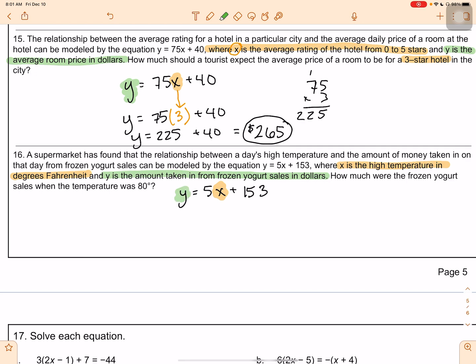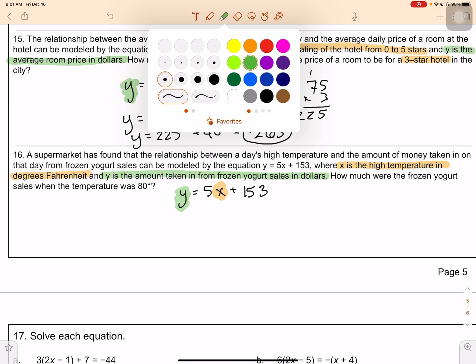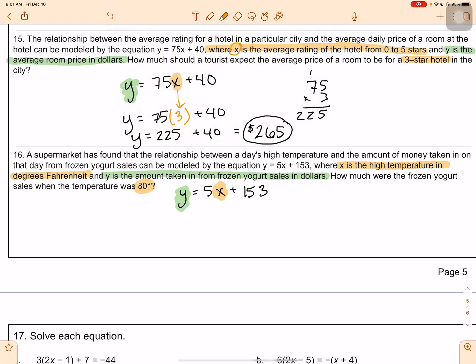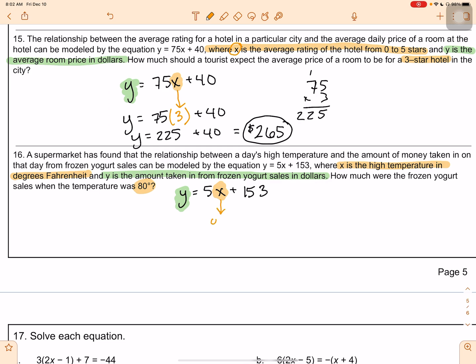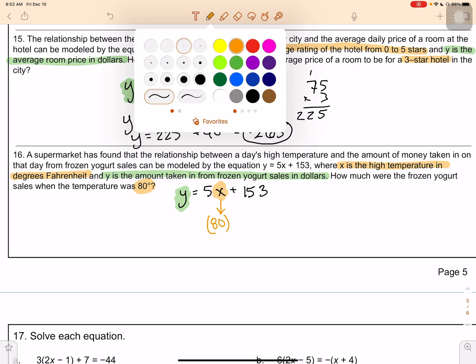You would think that whenever it gets hotter, more people would buy frozen yogurt because they're hot and want to cool down. If it's colder, not as many people want a frozen snack, right? So how much were the frozen yogurt sales when the temperature was 80 degrees? The temperature here is 80 degrees, and we want to see how that affects the frozen yogurt sales.